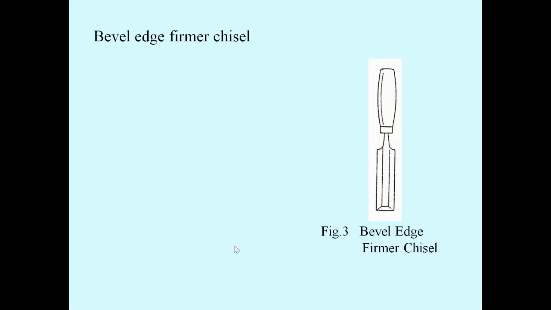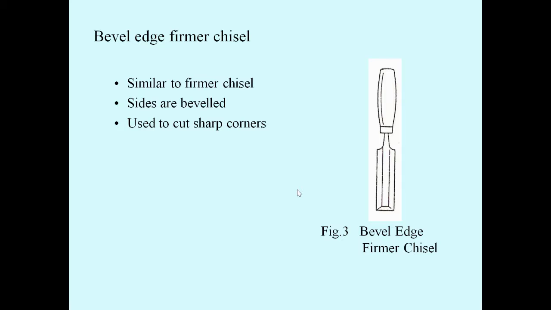Next, the second one is the bevel edged firmer chisel. You can see here this will be the bevel shape. It is similar to the previous one, the firmer chisel, and looks like a firmer chisel only, but the sides are beveled. In the previous one the sides are not beveled, but here in the beveled edge firmer chisel, the sides have a beveled edge.